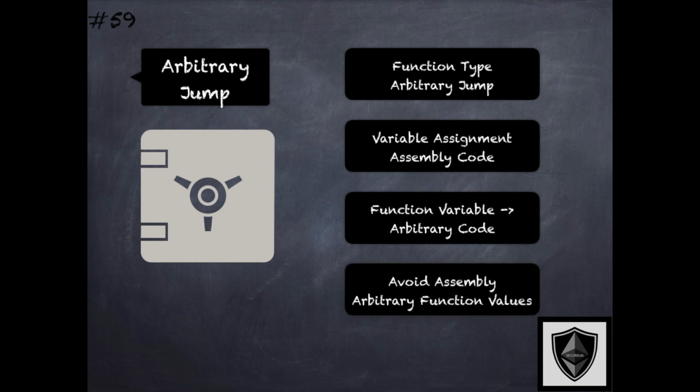Assembly in general is very tricky to use, and it bypasses many security aspects of Solidity, such as type safety. So it's best to avoid the use of assembly if possible, and definitely to avoid the use of function type variables and making arbitrary changes to them, because that could result in changes to control flow that is unexpected by the developers or the smart contract auditors.